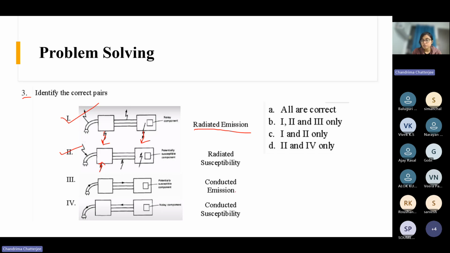Third one is conducted emission. This is a potentially susceptible component, so this is susceptible to emissions, and some emission is coming through this conductor. So this is not emission, this is susceptibility. They should be interchanged. This should come here and this should come here. This is conduction and this is susceptibility. So the correct answer is C, 1 and 2.